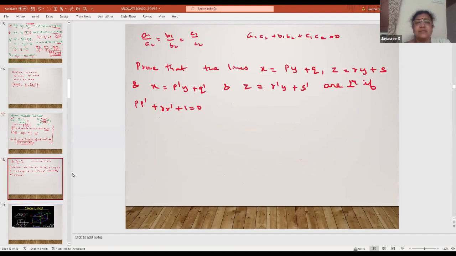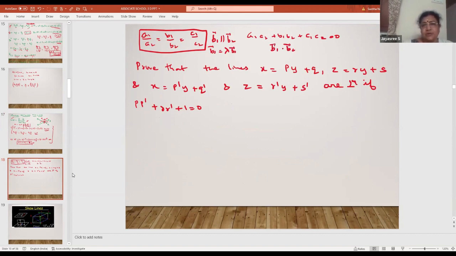Now the next is the perpendicular concept and the parallel concept. Two lines are parallel if the direction ratios are proportional. So b1 parallel to b2 means b1 vector is equal to lambda times b2 vector. And for the perpendicular concept, b1 dot b2 is equal to 0.